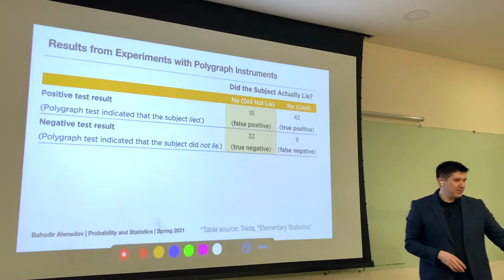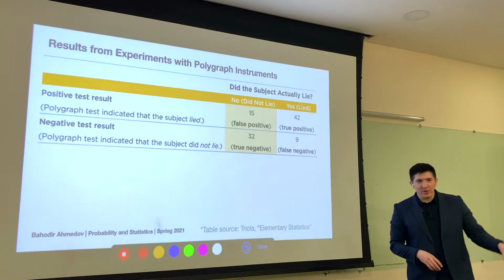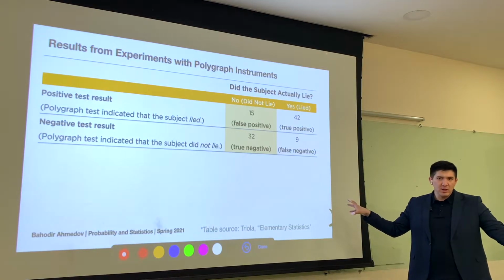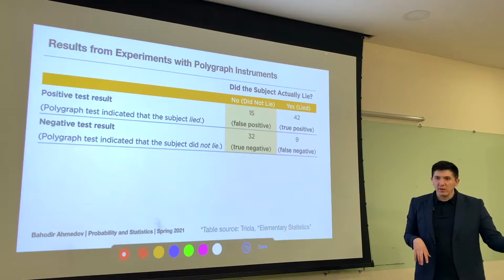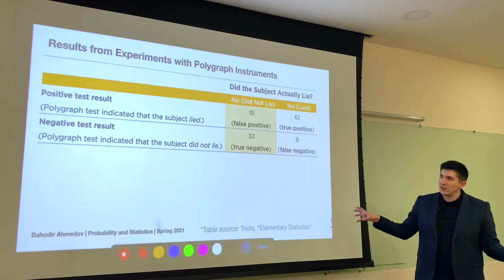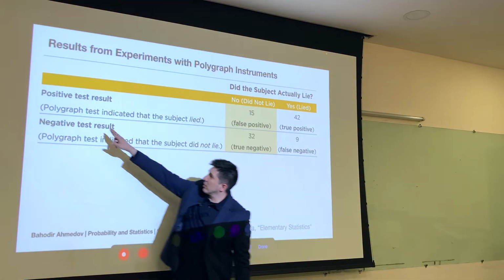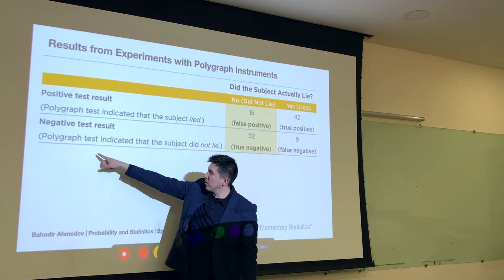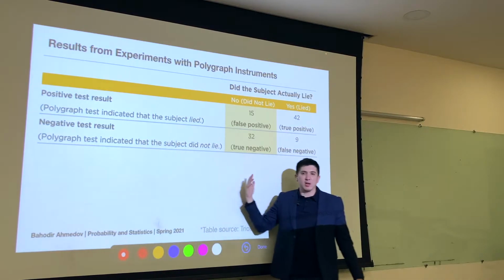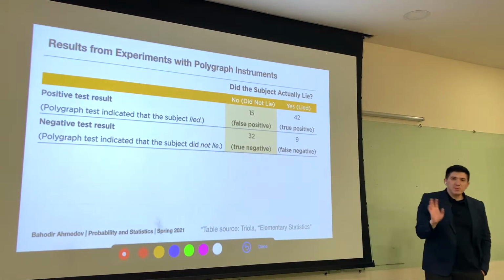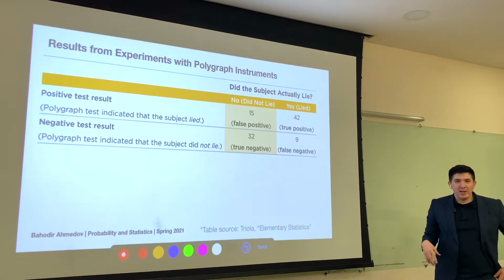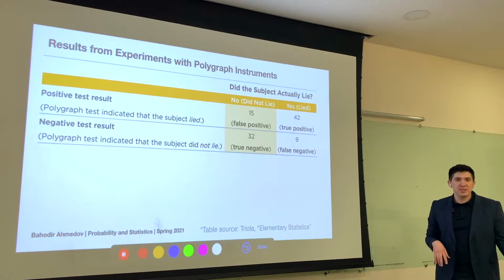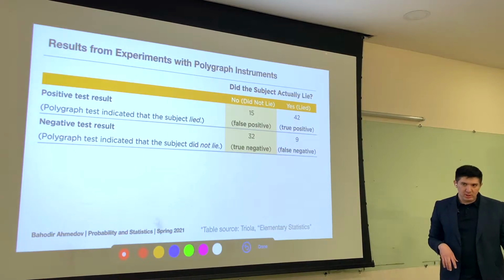So what's your name? Alisher, for example, has lied, and the polygraph test gives me the positive result. If he doesn't lie, the polygraph test tells me the negative result. So positive means the polygraph indicates that the person is lying. Negative means the polygraph test indicates that the subject did not lie. But it is possible that, for example, Alisher has lied, but the polygraph resulted negatively. Do you understand this?